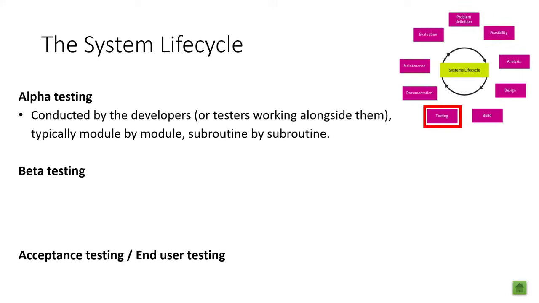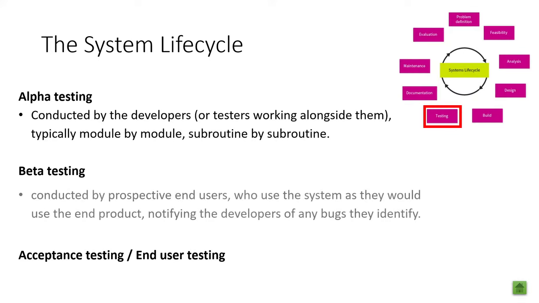So alpha testing is covered by the developers, conducted by them, or testers working alongside them. Again, in-house testers, that's what lots of larger companies have. And it's typically module by module or subroutine by subroutine, because remember, you break the program down into smaller parts and you test modules rather than testing the whole system by itself. And that just allows us to be a bit neater with what we're doing. We would never, ever give the user an alpha program, really, because it contains lots of bugs.